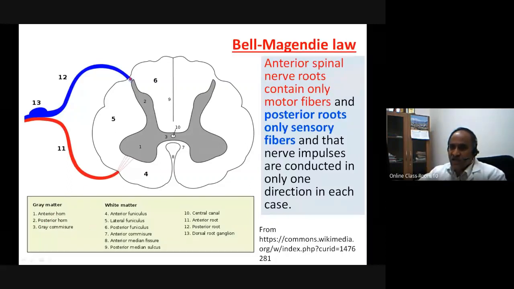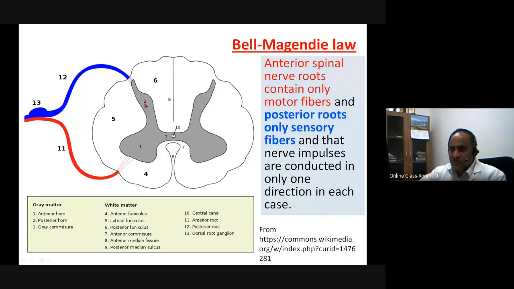Here is the anterior horn, and this is the lateral horn. This is the anterior horn. Sorry about that. This is the posterior horn, and this is the lateral horn. So these are number one. The gray matter contains the neurons. In the gray matter, number one is the anterior horn. Number two is the posterior horn.